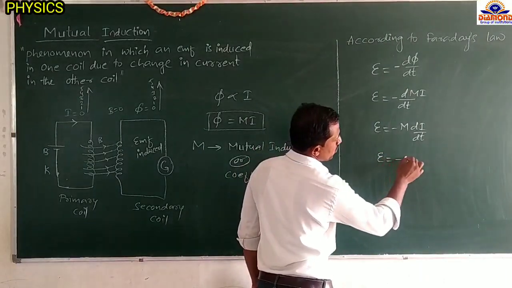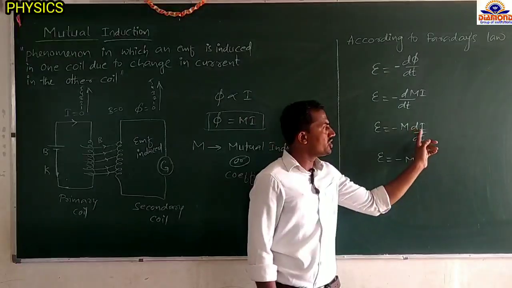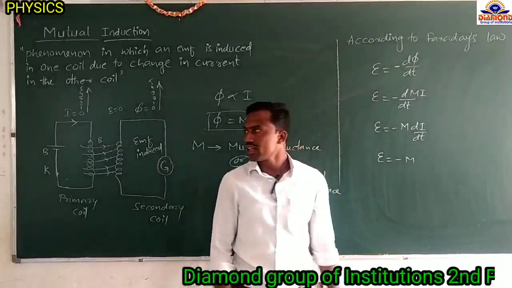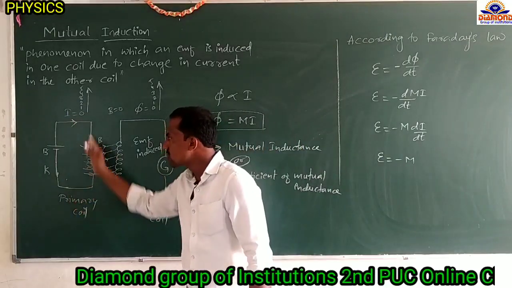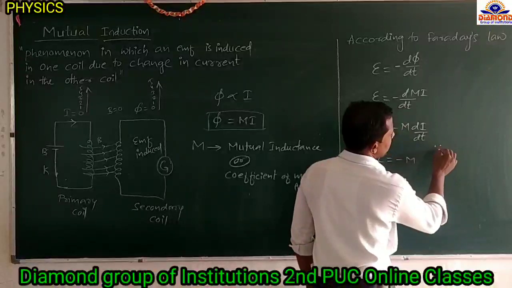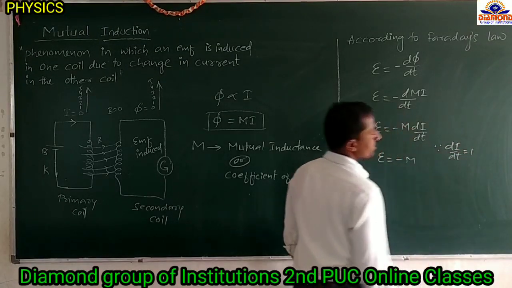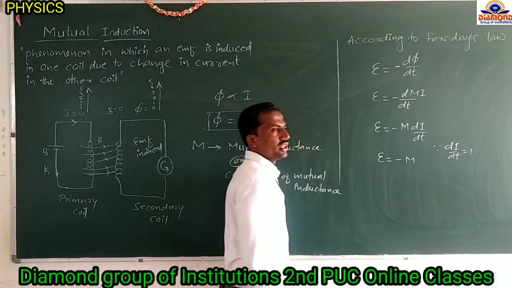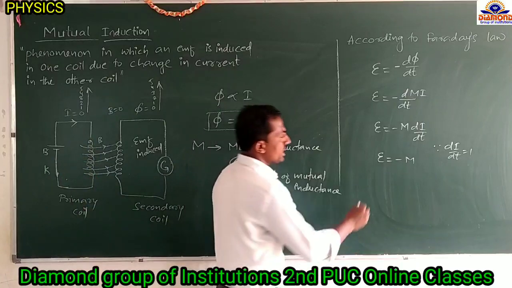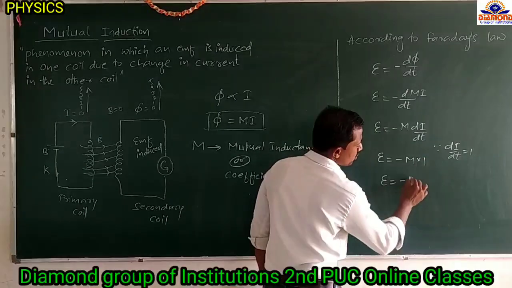Okay, E is equal to minus M di by dt. What is di? di is the change in current. What is dt? Time. So it is the change in current with respect to time. If, for example, in this circuit the change in current by time is unity, its value is di by dt equals 1. Okay, the change in current in the primary coil is unity. Then we write E is equal to minus M.